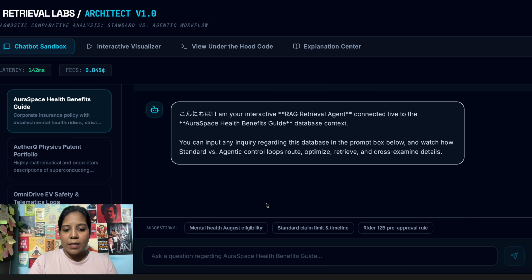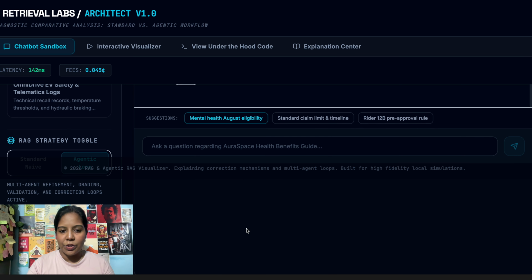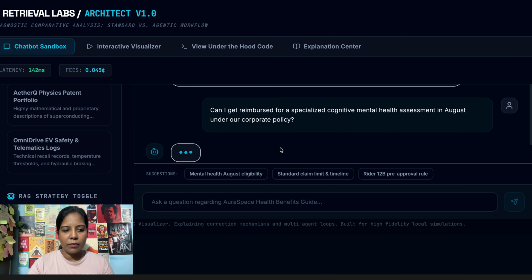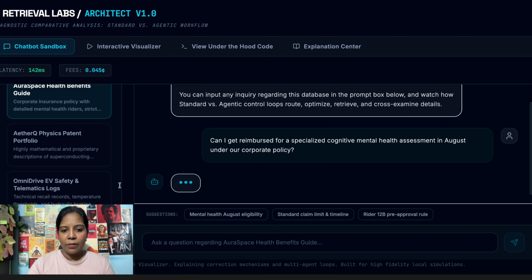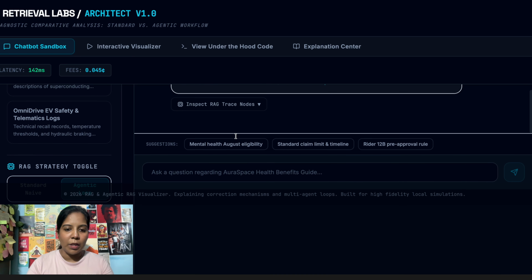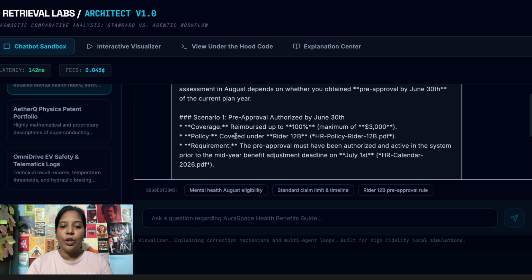So I'm just going to ask a simple question to it. It is a healthcare related bot, so it is going to ask what relevant information I can get using it. So the first question is, can I get reimbursed for a specialized cognitive mental health assessment in August under our corporate policy? That was the information required from the user side.